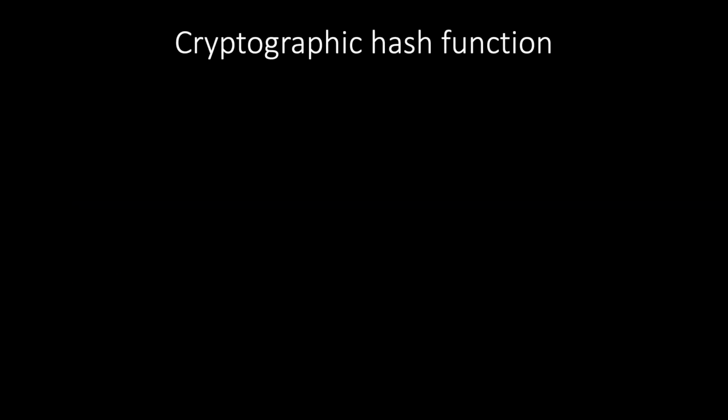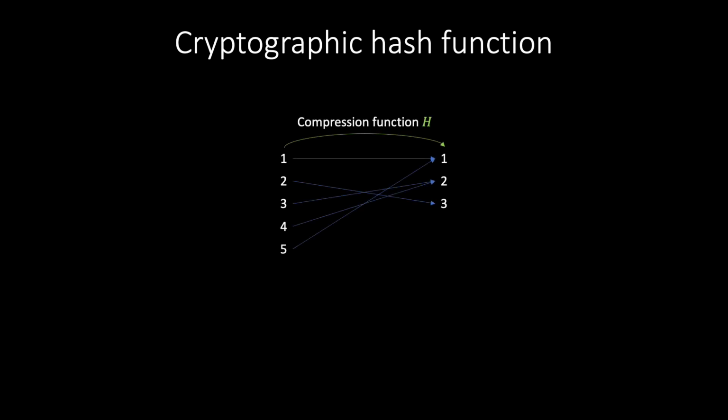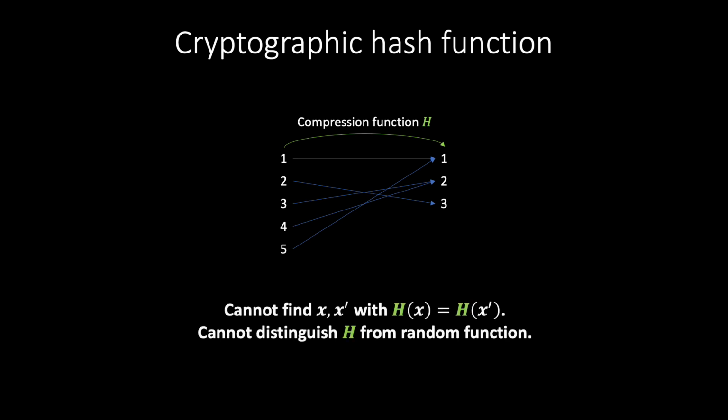A cryptographic hash function is a function with the following properties. Firstly, it is a compression function, which means that it deterministically maps inputs of some size m to outputs of a shorter size n. Secondly, it must be hard to find collisions of the function, that is, two different inputs that map to the same output. Thirdly, the hash function must behave like a random function. On average, it must be infeasible to distinguish the hash function from a randomly chosen function with the same input and output domain.